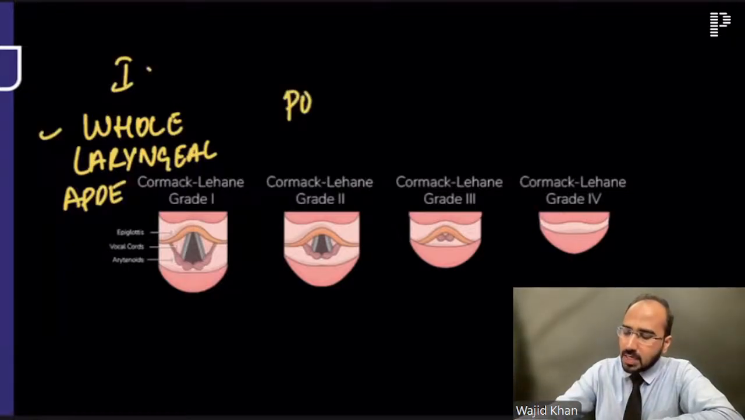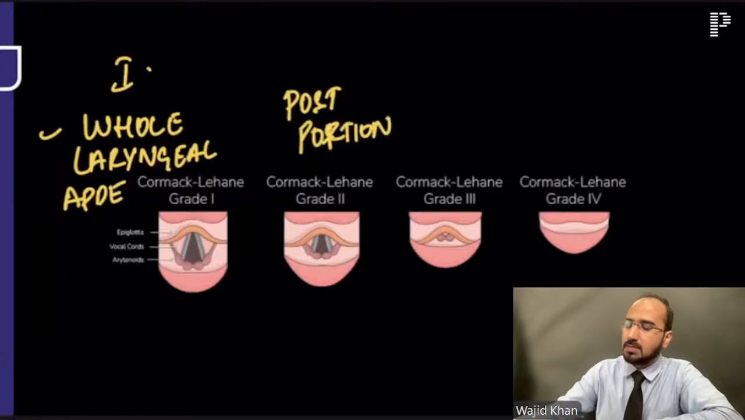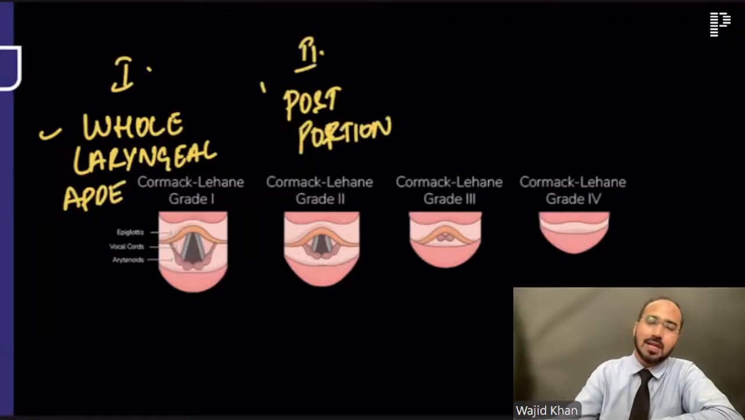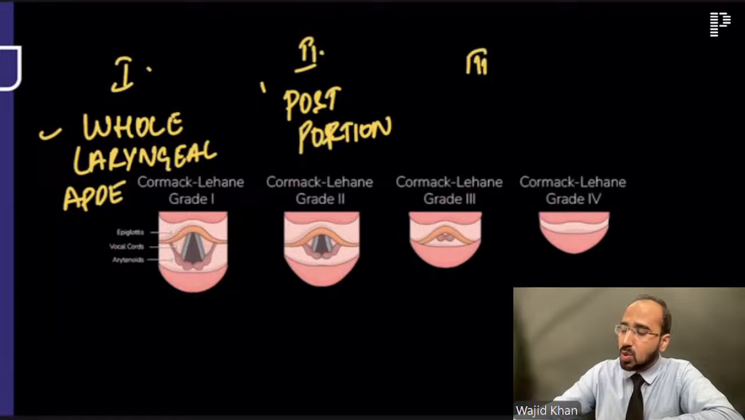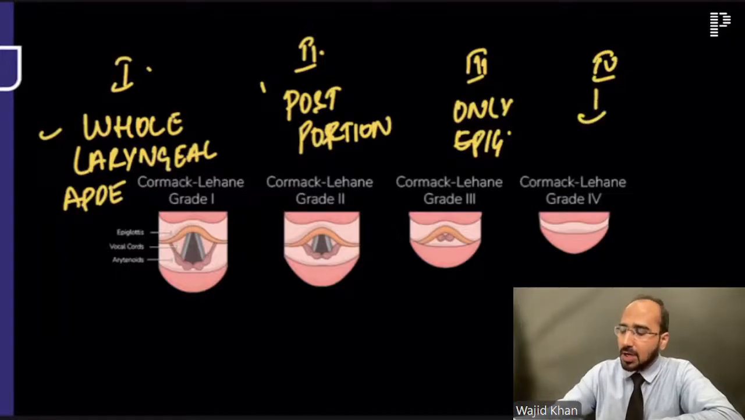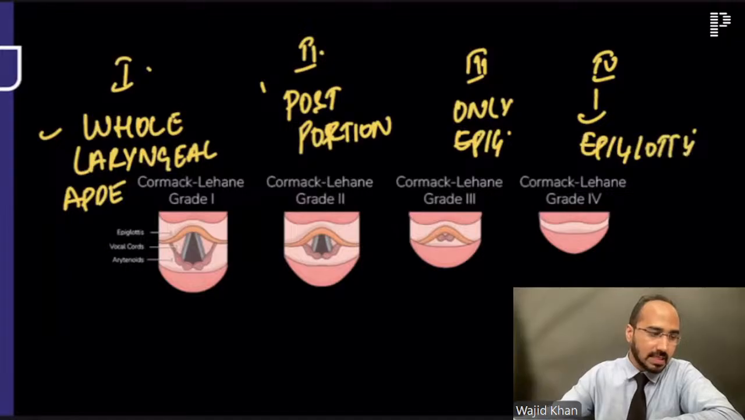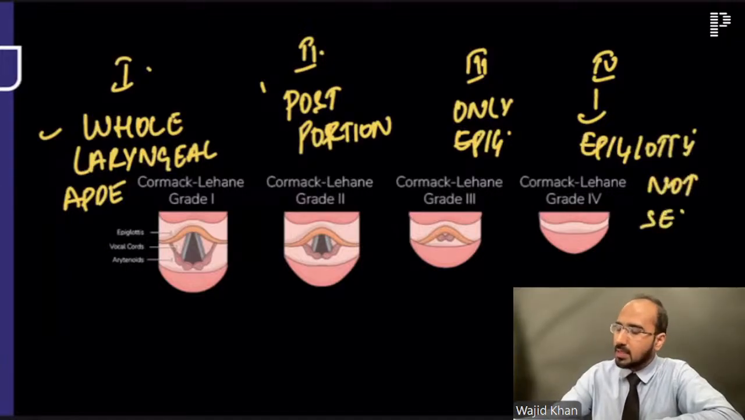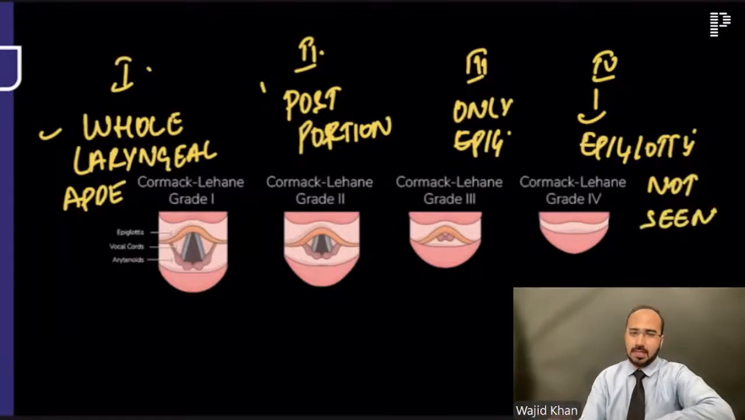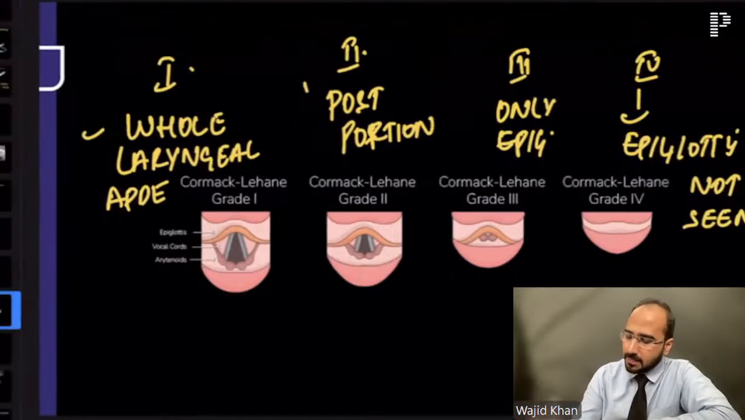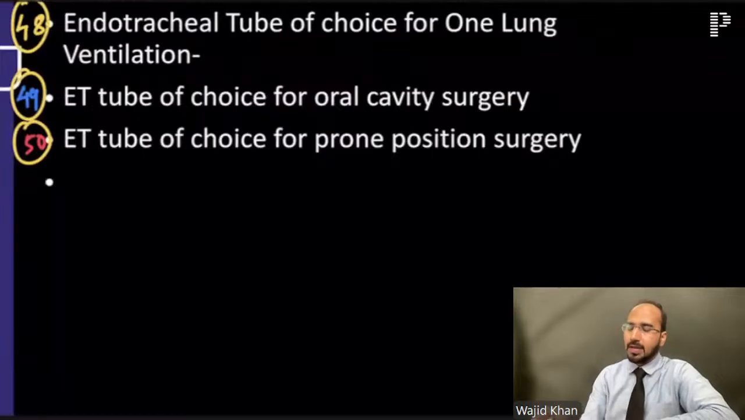Grade 2 means if only the posterior portion of laryngeal aperture is seen. Grade 3 means you're only able to see the epiglottis. And what is grade 4, guys? Grade 4 means epiglottis is also not seen. That is called Cormack-Lehane classification. Okay? Right? Next.